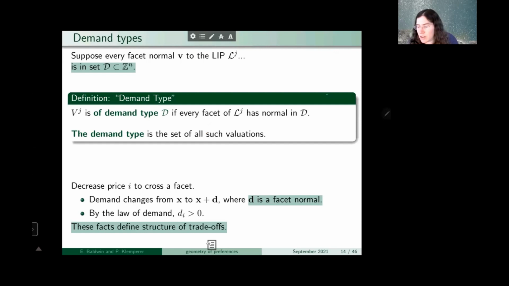And so that is all to motivate the definition, which may seem a bit odd at first, but I hope having had that motivation does not seem too odd, of the demand type, which is a really fundamental definition that we introduce: a valuation is of a demand type if every facet of the lip has a normal in a particular set of vectors. So the set of vectors characterize the demand type, and that set of vectors are the normals of the lips that we will allow. And that set of vectors then are going to define the structure of trade-offs between goods that the agents experience.